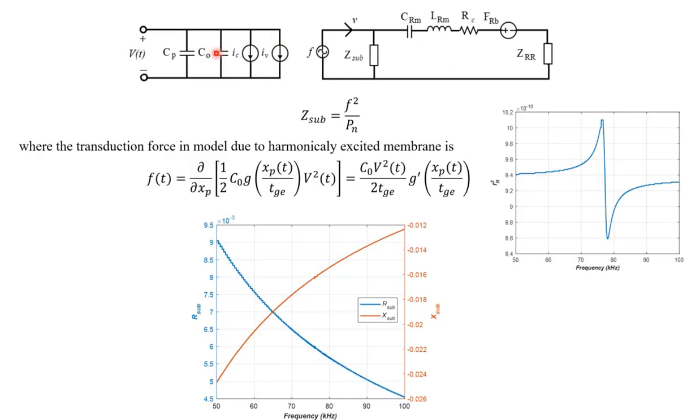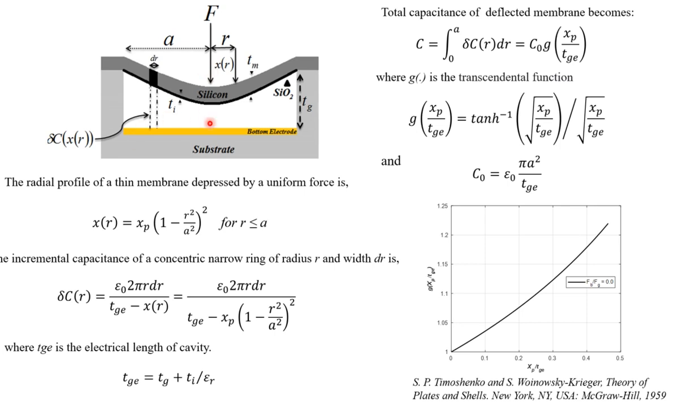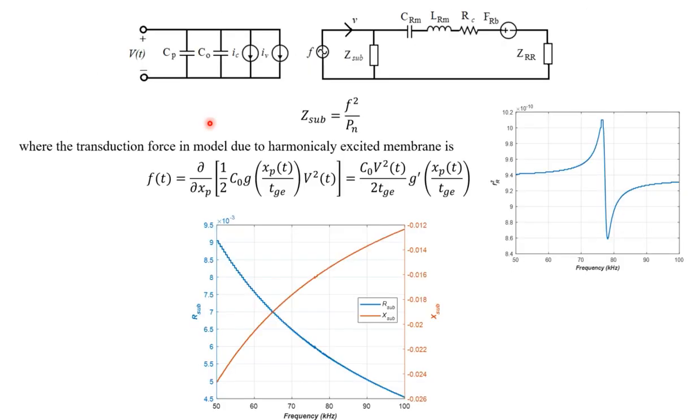So it's not C naught, it's C. It has to be multiplied with the G function, considering the profile of the plate, which has been depressed by the force, electrical and ambient. And because of that profile, you have more capacitance as compared to the parallel plate capacitor, because the gap decreases at the center. So you have a nonlinear profile, and the capacitance is more.